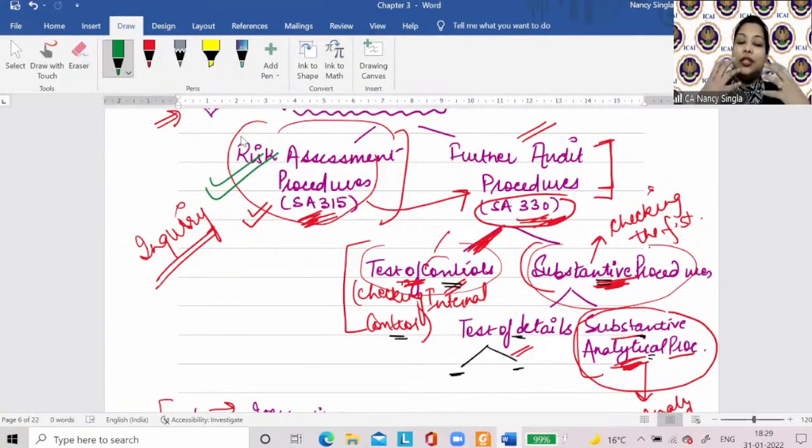ठीक है? So risk assessment procedures क्या होता है? होता audit procedures ही है, but to assess the risk. Try to understand the concepts logically. And you will see the magic that you will be able to write in the correct language.